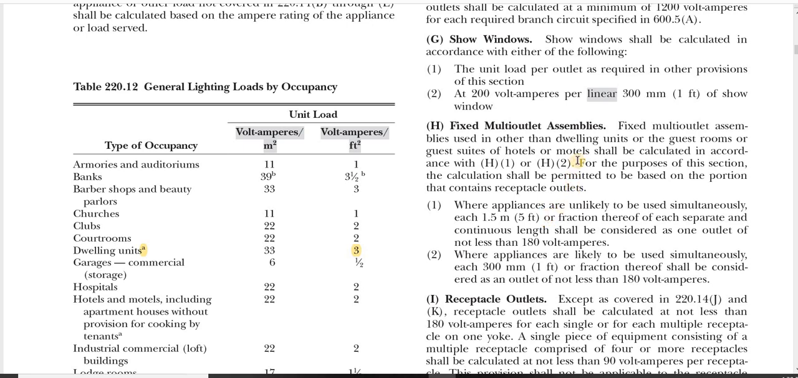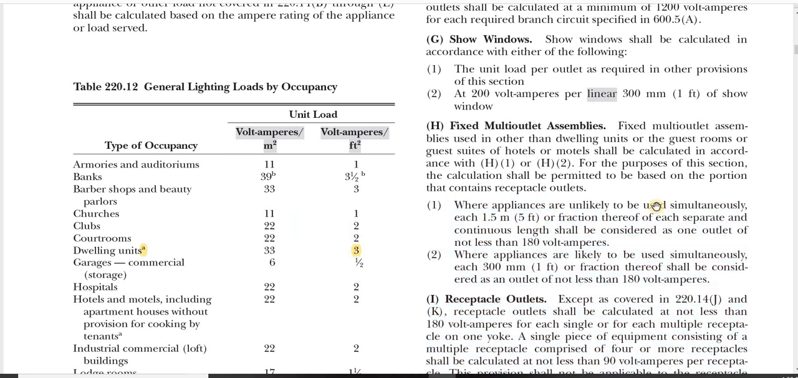All right, now, it says, for the purpose of this section, the calculation shall be permitted to be based on the portion that contains receptacle outlets, okay? So for this calculation, we're basing it on the portion that actually contains them, not the portion that might be just a chase that doesn't have receptacles, okay? All right. First one, let's deal with this one and knock it out of the way.